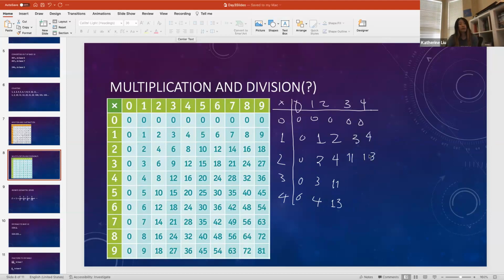So then 3 times 3 is 9, which is 14. And then 3 times 4 is 12, which is 22. And then 3 times 4 is 12. Oh, right. And then 4 times 4 is 16, so that's 31. So here is our multiplication table, base 5.